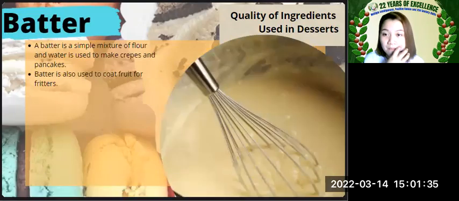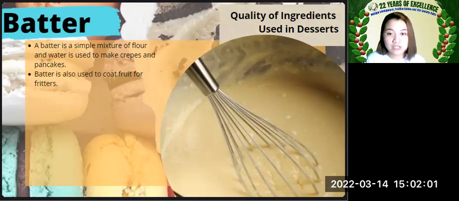Batter is different from the butter, which is the fat content. Okay, while this batter is a simple mixture of flour and water used to make crepe and pancakes. Okay, are you familiar with crepe? As well as, of course, pancakes. Yeah, let's focus na lang siguro sa pancake. Yung ginagawa nating mixture, that is one of the best examples na tinatawag nating batter.